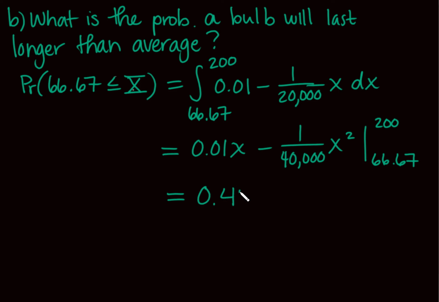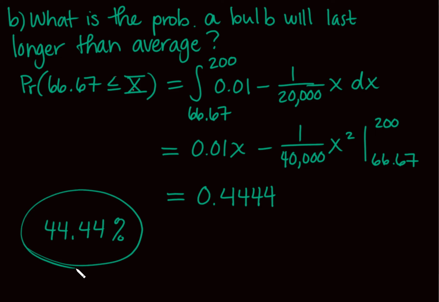So this number to me makes sense, right? Because we're talking about probability. We're not talking about life expectancy of the light bulb now. So what is the probability? Make sure you can answer these questions in a sentence. I'm not going to because I'm lazy. I can be because I'm a teacher. Do as I say, not as I do, right? And so now I know, what does that 44.44% mean? That means if I select a bulb at random, the probability that it'll last longer than average is 44.44%.